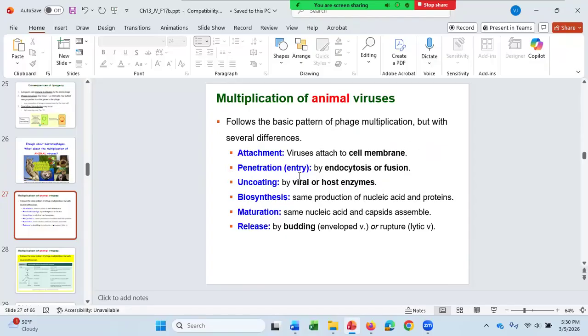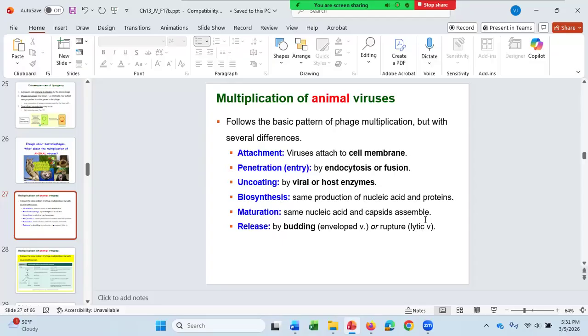The penetration is also different. It's either by endocytosis or fusion. We'll talk a little bit about that. The encoding could be a little different. Biosynthesis is largely the same. Maturation is largely the same, but release can be different. There are some animal viruses that do rupture the animal cells, so we can call them a lytic animal virus.